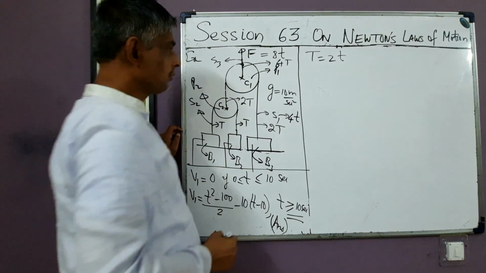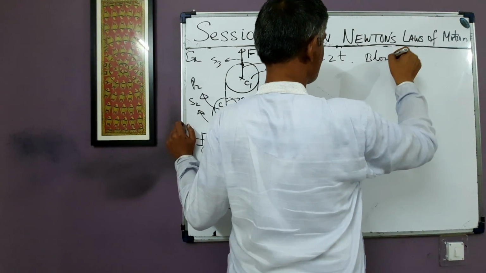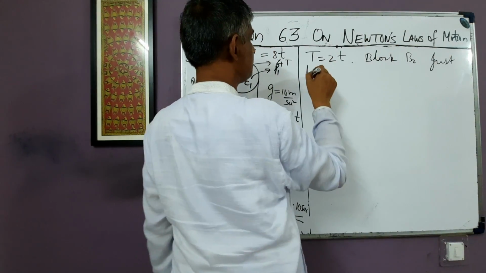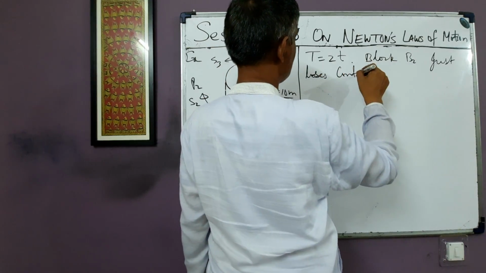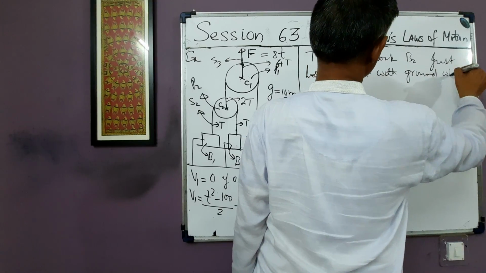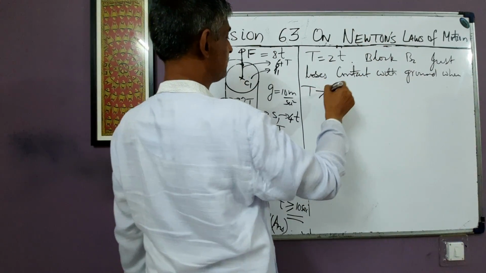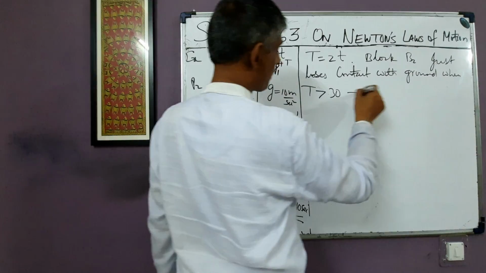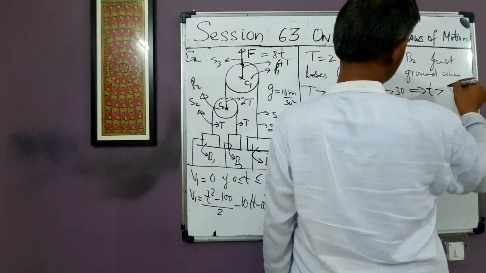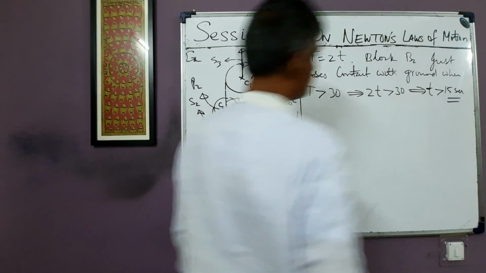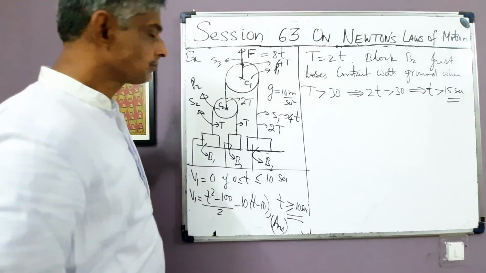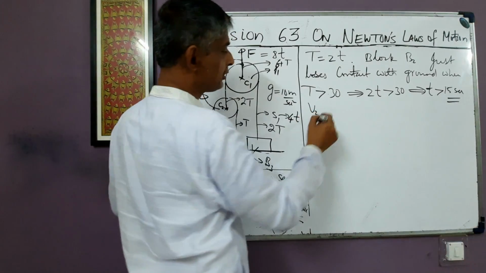Okay. So block B2 just loses contact with the ground when T exceeds 3g, that is 30. That means 2t exceeds 30. This means t exceeds 15 seconds. When t exceeds 15 seconds, then block B2 loses contact with the ground surface. Now suppose v2 is the velocity of block B2 at time t.